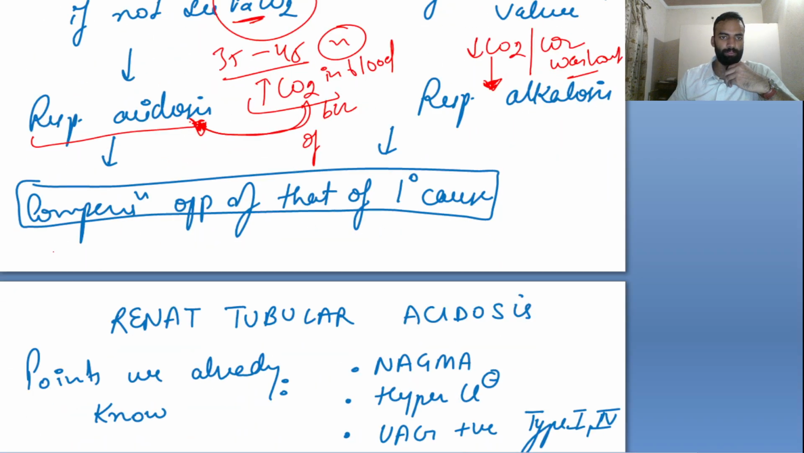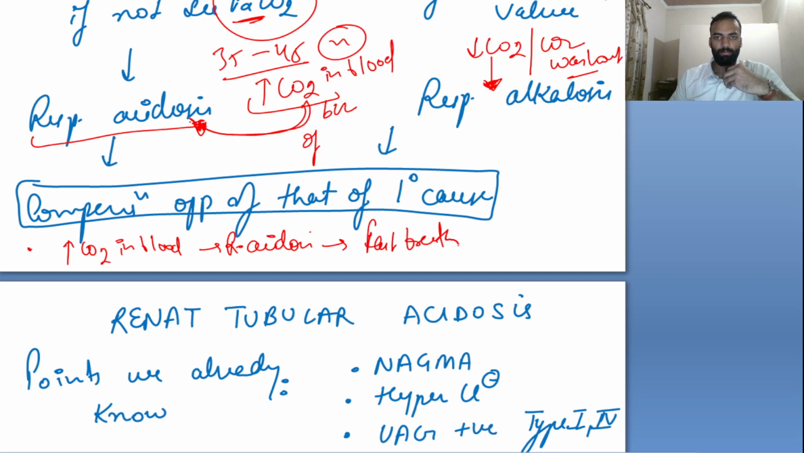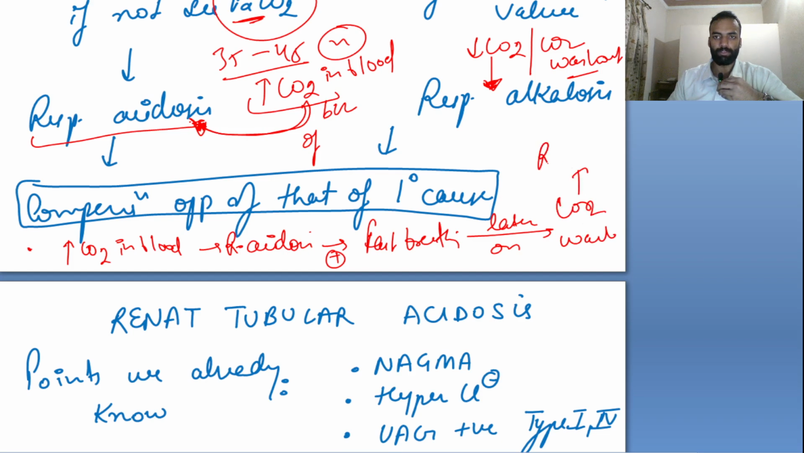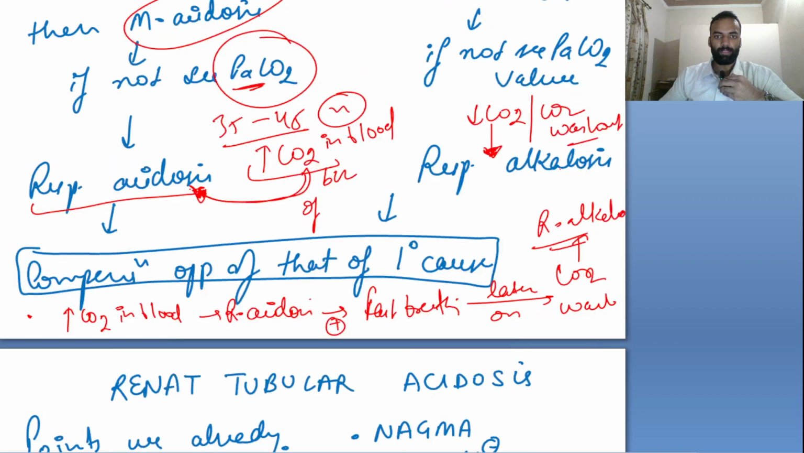So I'm going to tell you here a very important concept. First, you have to see this. Remember, whenever there is an increase in CO2 in blood, it causes respiratory acidosis, which triggers fast breathing. Later on, this leads to CO2 washout and causes respiratory alkalosis. I'm explaining this again.